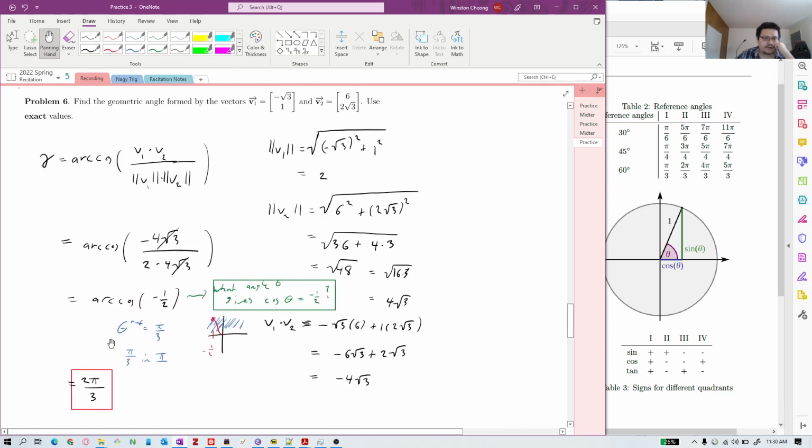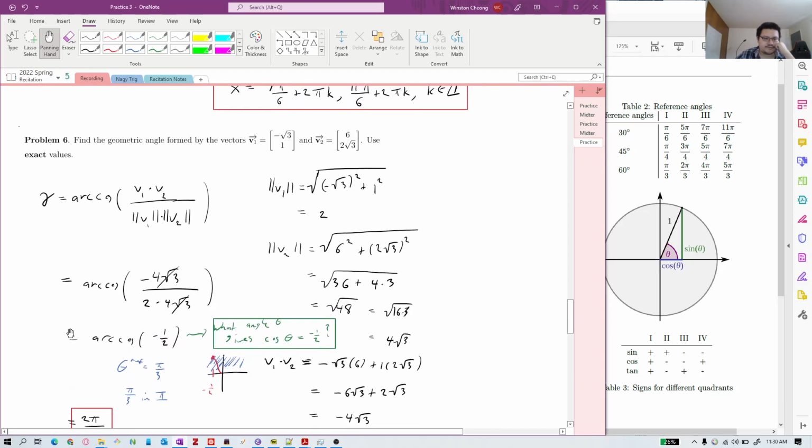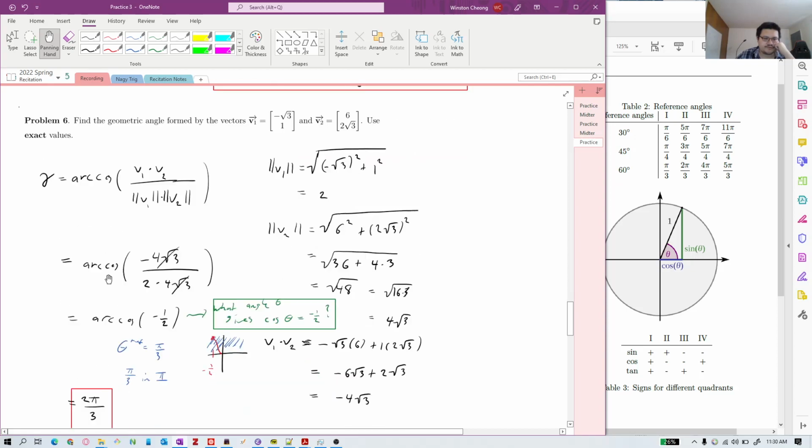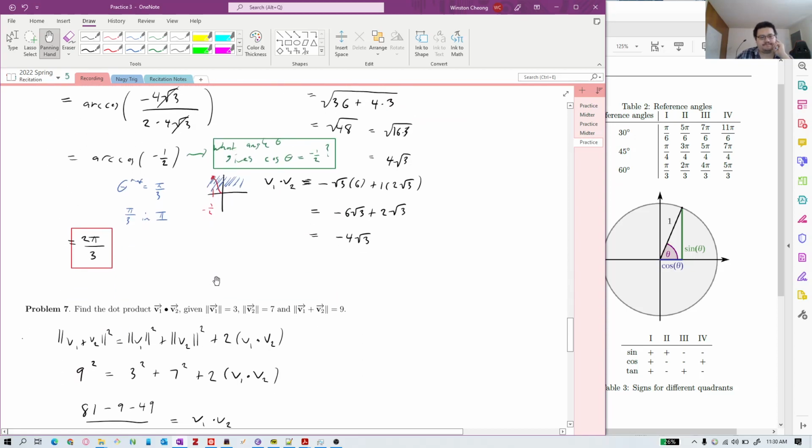And so that's how we get number 6, the geometric angle from these two vectors. Okay, good.